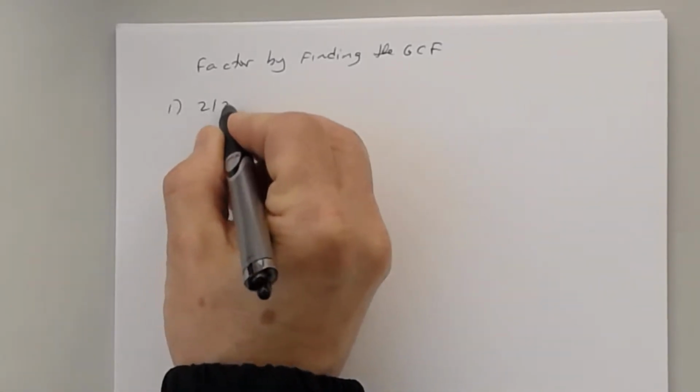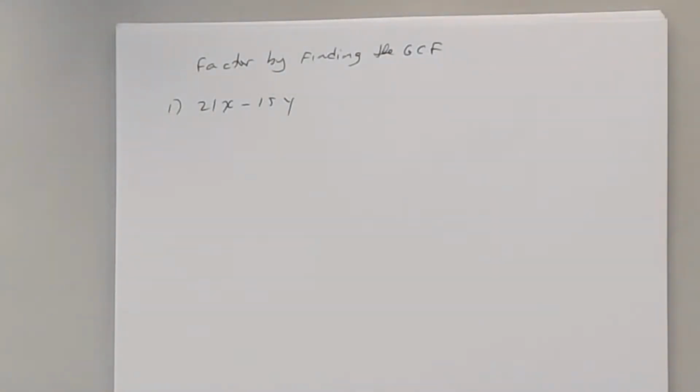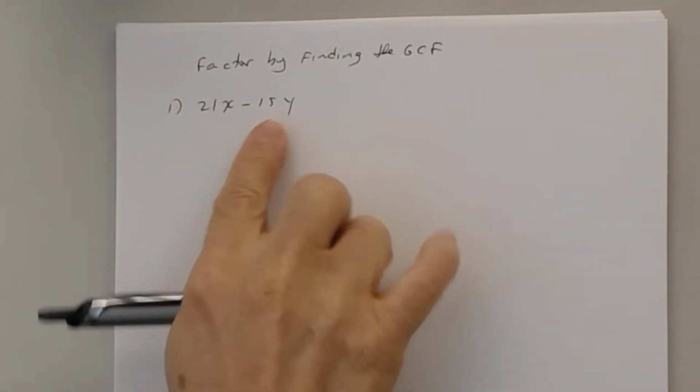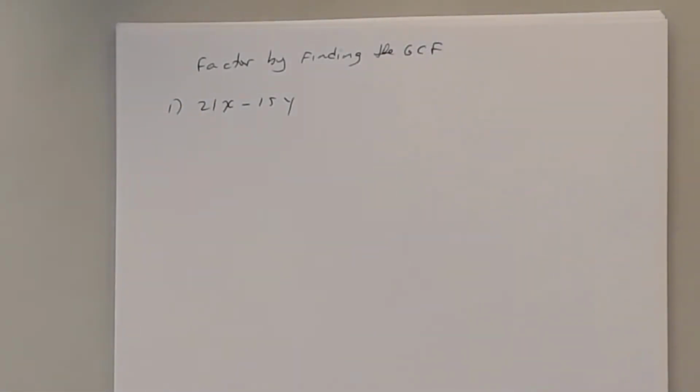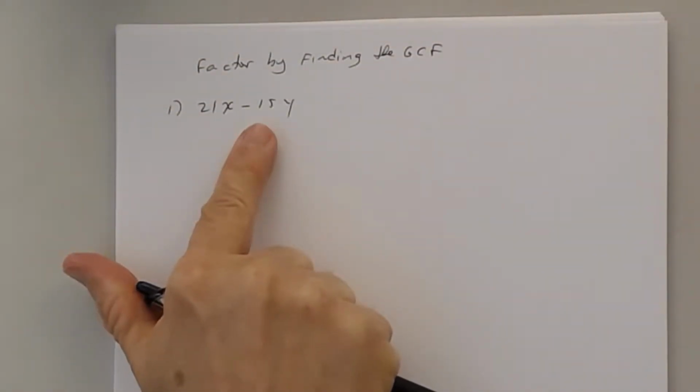You have 21x minus 15y. So you have this polynomial. And how many terms do you see here? Two. There are two terms. You have 21x and a negative 15y. What do those two terms have in common, the greatest common factor? What do you think? 3, okay? 21 goes into 3 and 21 goes into 15, right?